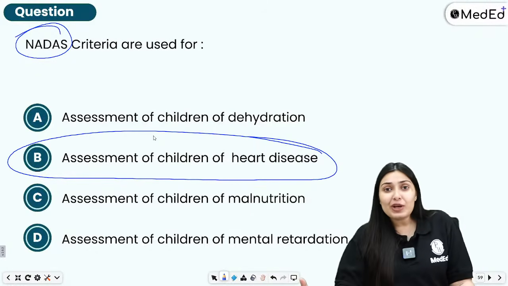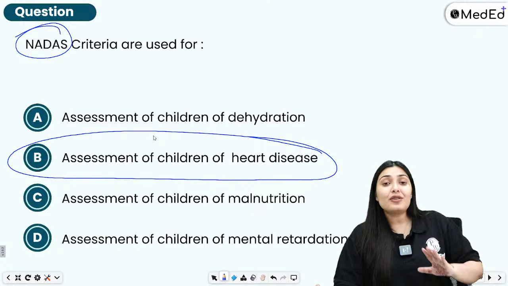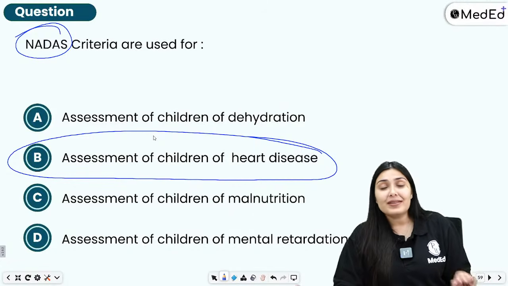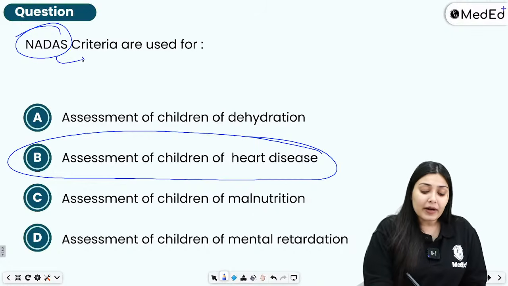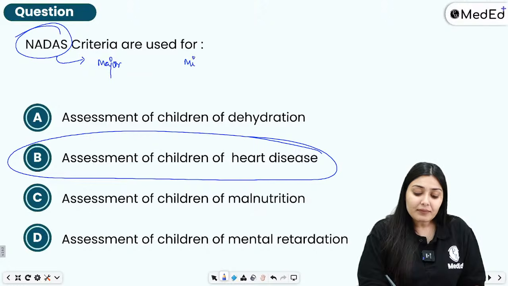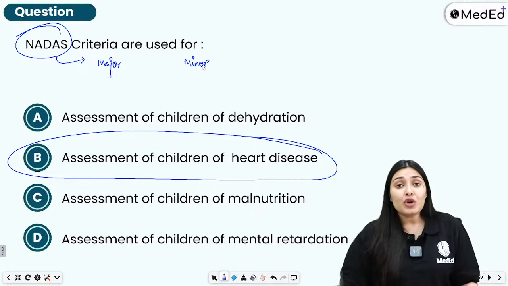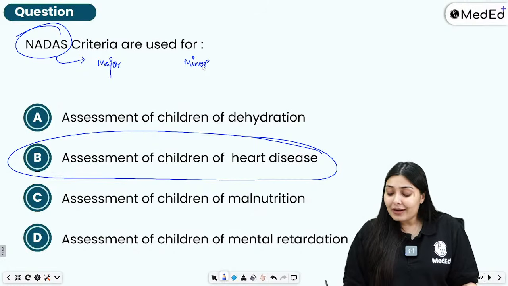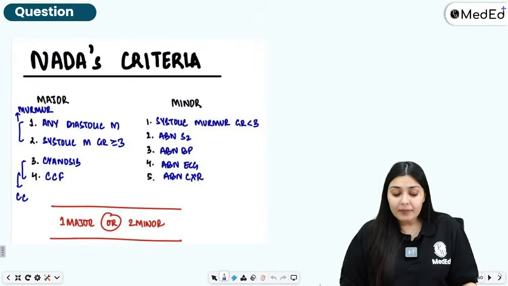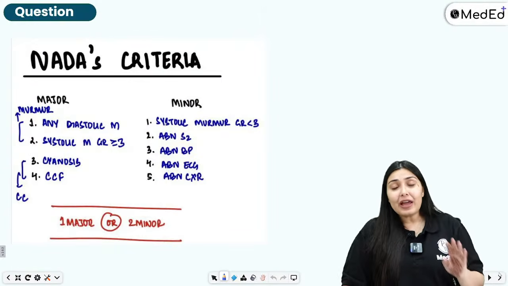Now 2D echos and everything are readily available, but earlier, on the basis of just clinical picture, if we had to make a diagnosis of congenital heart disease, we use this NADA criteria. What is this NADA's criteria? It has two criteria, major and minor. Major and minor. So what are the major criteria? What are the minor criteria? So in major criteria, we have four criteria.